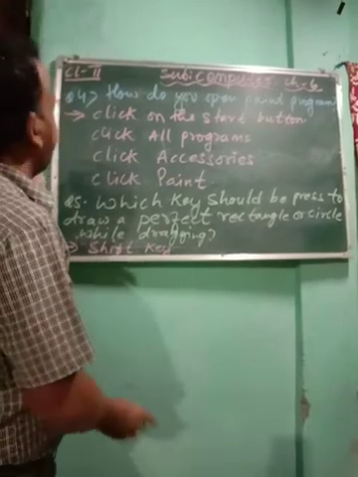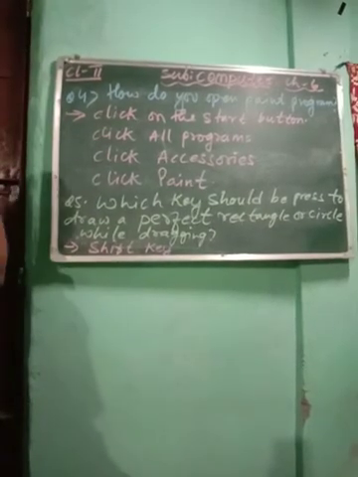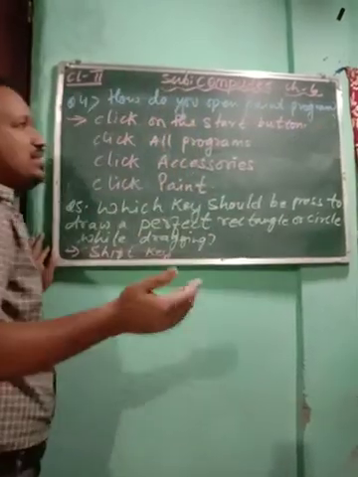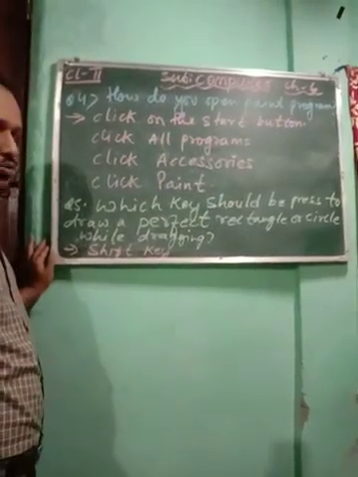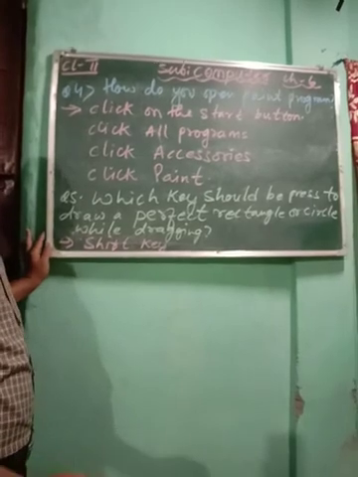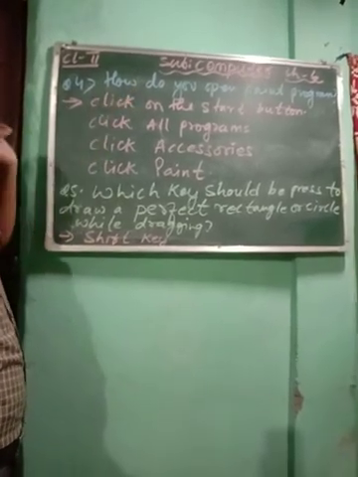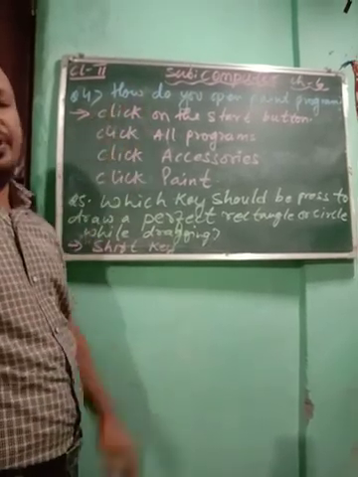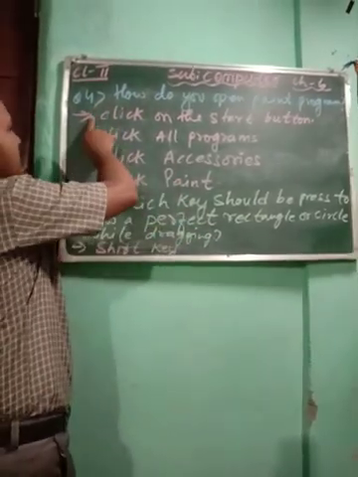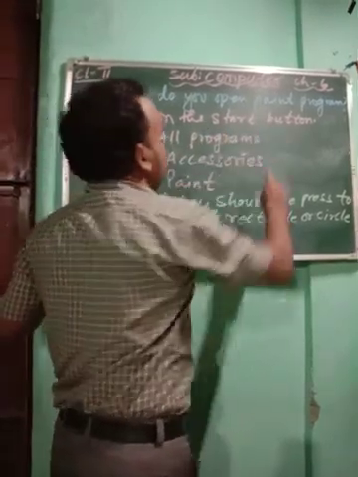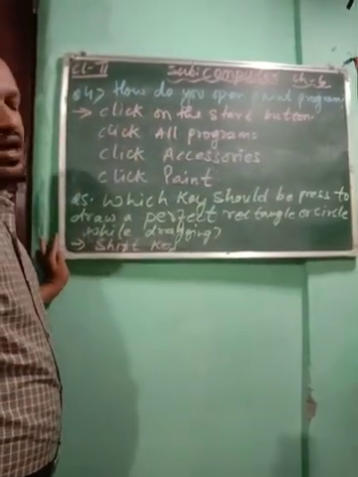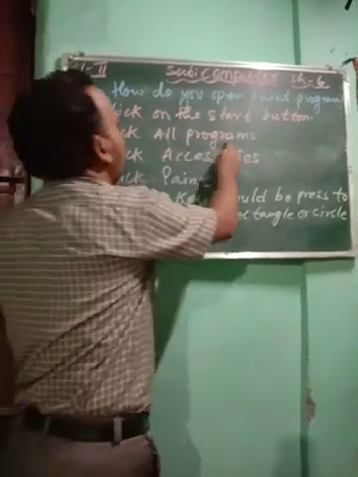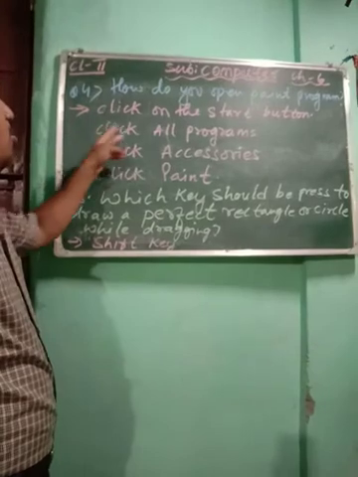Okay, so look, I'm reading out your question and answers. See number 4, how do you open Paint program? So what are the steps? In the beginning of the chapter only I have said you, while today also I have said you. So you see, when you open your Paint program, what are the steps you will keep in mind? The first step, click on the start button. Second step, click all programs.